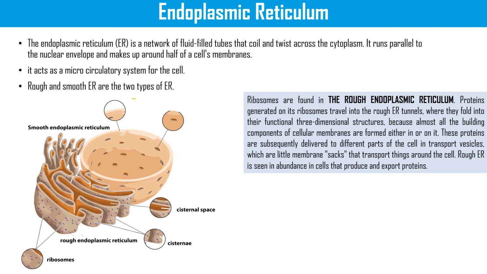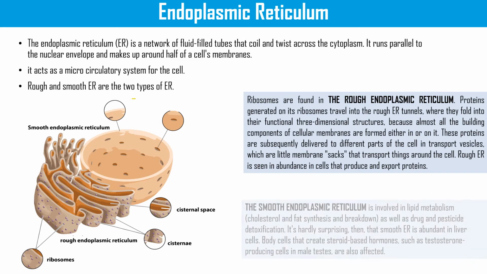Ribosomes are found in the rough endoplasmic reticulum. Proteins generated on its ribosome travel into the rough ER tunnels where they fold into their functional 3D structures. Because almost all building components of cellular membranes are formed either in or on it, these proteins are subsequently delivered to different parts of the cell in transport vesicles, which are little membrane sacs that transport things around the cell. Rough ER is seen in abundance in the cell that produce and export proteins.